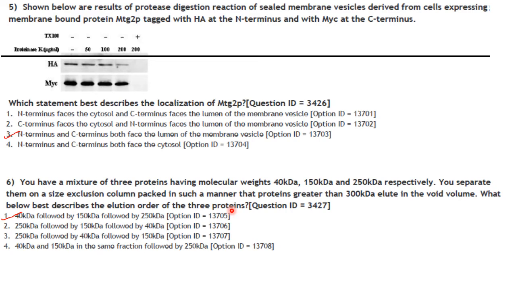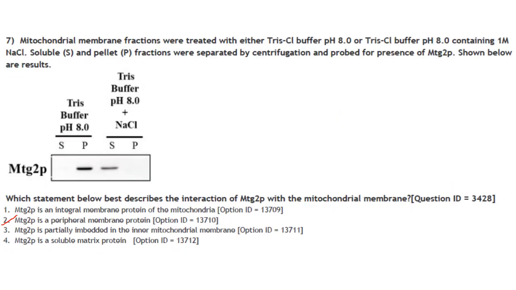Whereas the 40 kDa protein is very small in size compared to the size of the pore, so it will elute first. 150 kDa is between the size of 40 and 250 and will elute second. So the answer here is 40 kDa followed by 150 kDa followed by 250 kDa. So the answer is option 1. Then next one.